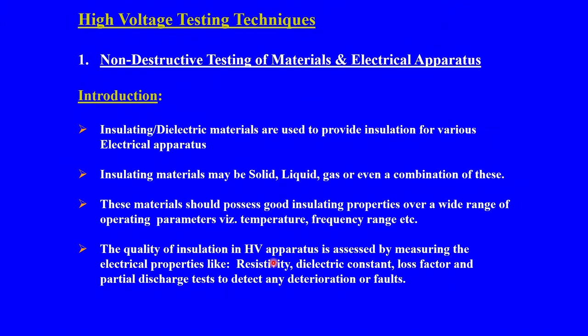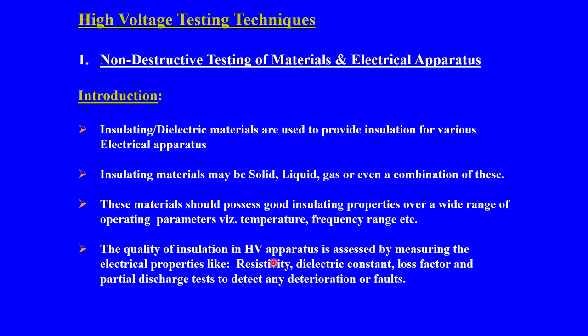Insulating materials which are used for the transmission may be of solid like insulators, liquid used for transformer oil, gas may be sulfur hexafluoride in case of SF6 related hardware switchgear, or even a combination of these. These materials should possess good insulating properties over a wide range of operating parameters, namely temperature, frequency, range, etc.